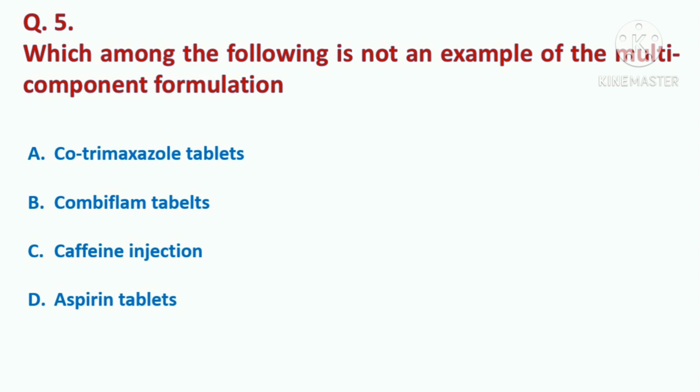So the first option here is co-trimoxazole tablet. Co-trimoxazole tablet contains two drugs, trimethoprim and sulfamethoxazole. The next is Combiflam, which is also a combination of two drugs. Next is caffeine injection. In caffeine injection, we again have two components, caffeine and sodium benzoate, and the third is an aspirin tablet. In aspirin tablet we have only one substance which is absorbing the UV radiation. So this is not an example of multi-component formulation, so that is the correct option here.